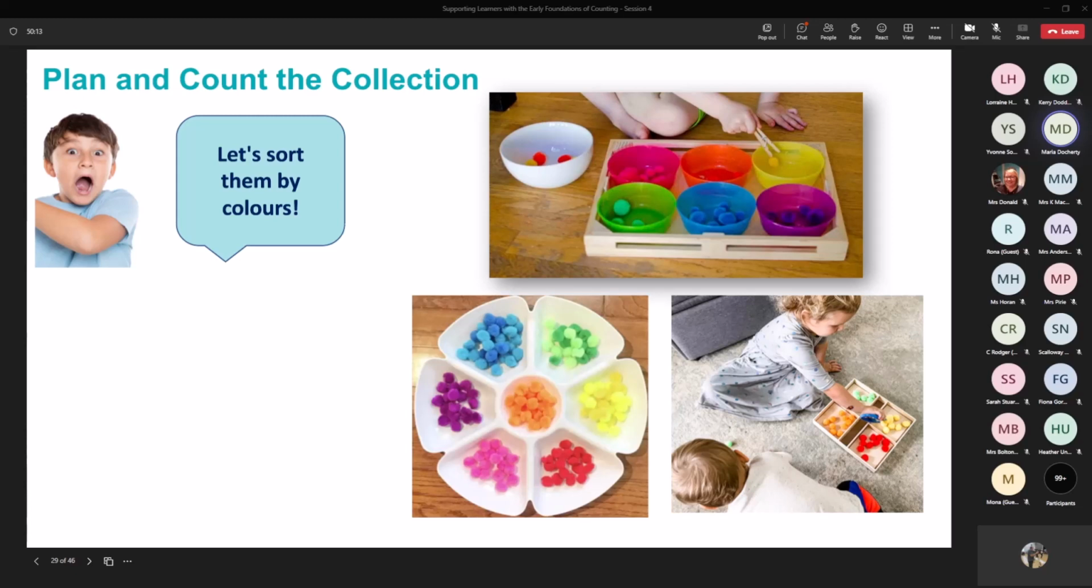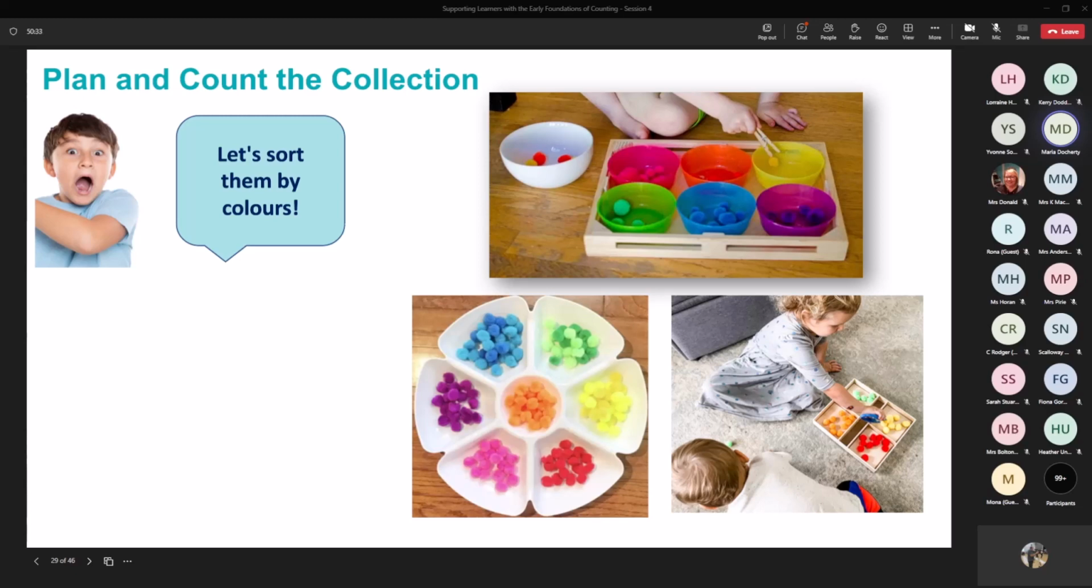And that will allow them to keep track of the count. So again, think about things that you've got across your own setting, and it might be just tubs. You'll see some of that on the slide just now. You could use baking trays, which I think is a great idea. Egg boxes are also good. Essentially any container that you have that will help them sort in some way.